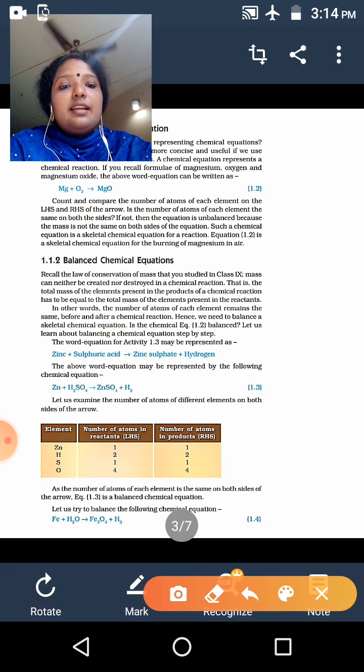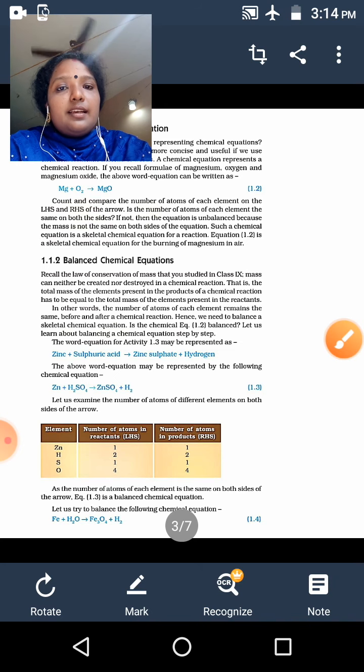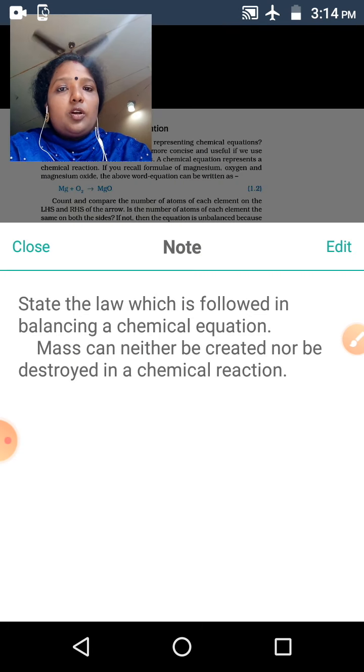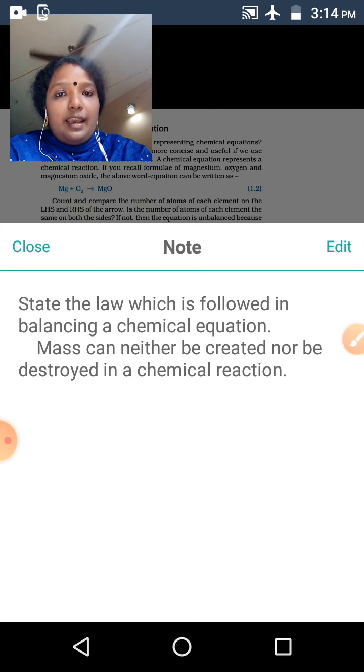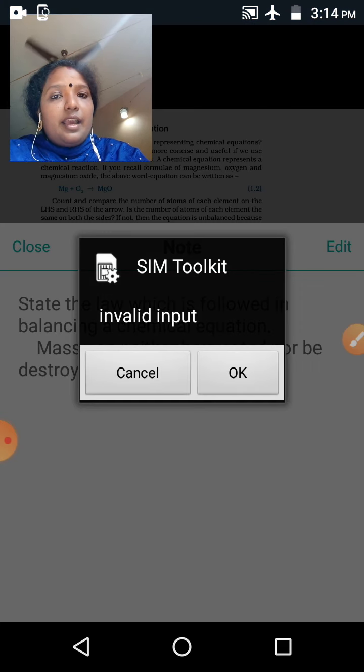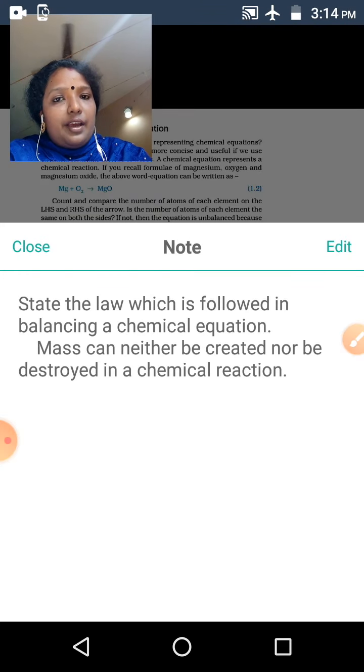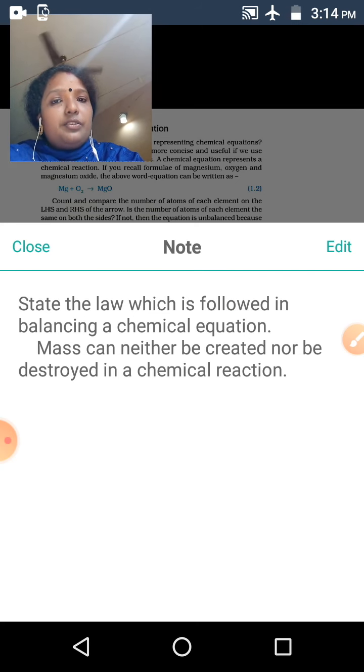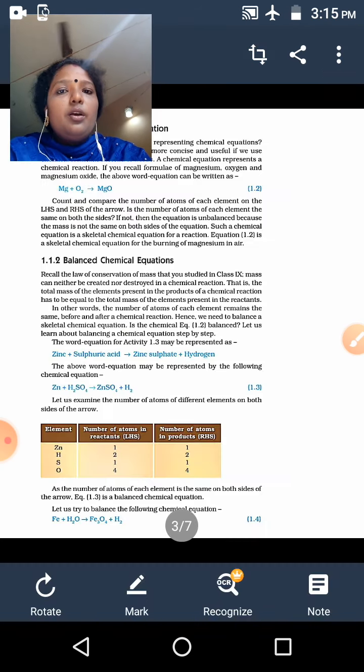There is a law which is followed to balance a chemical equation. The law is the law of conservation of mass. State the law which is followed in balancing a chemical equation: the law of conservation of mass. This law states that mass can neither be created nor destroyed in a chemical reaction. You can study this law in your previous classes.